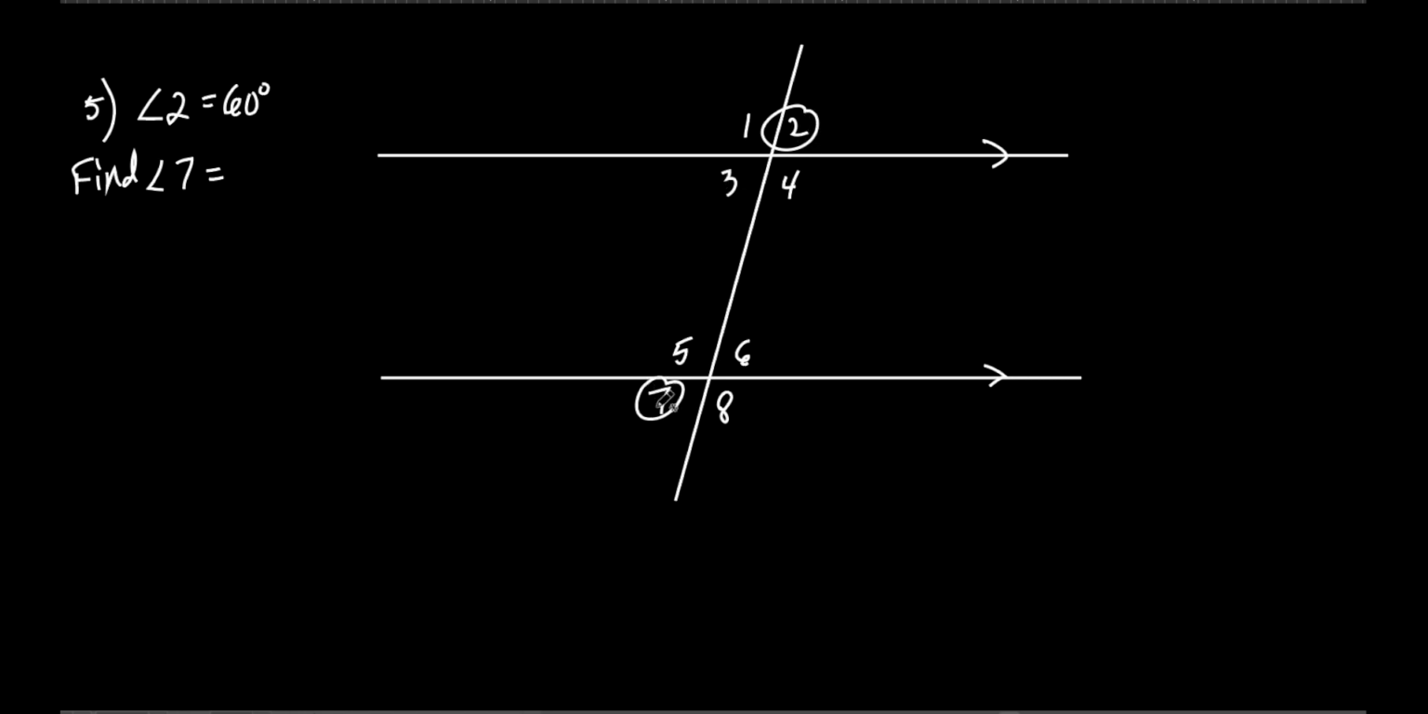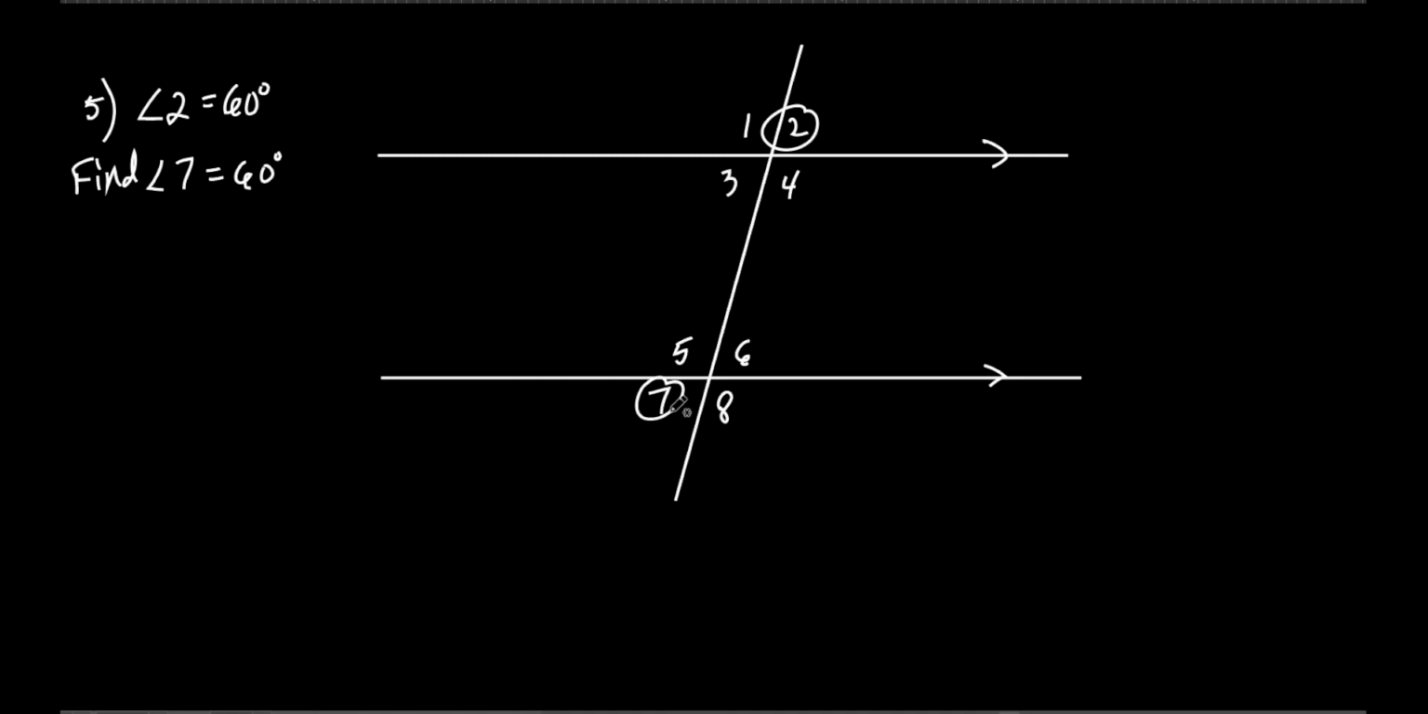So 2 and 7 are alternate exterior angles, all right? Alternate exterior angles are equal to each other. So if angle 2 is 60 degrees, what's angle 7? It's also 60 degrees. Now look, even if you didn't know the relationship, like the alternate interior, alternate exterior, all that stuff, look at angle 2. What kind of angle is angle 2 just by looking at it? It's an acute angle. What kind of angle is angle 7? It's an acute angle as well, right?